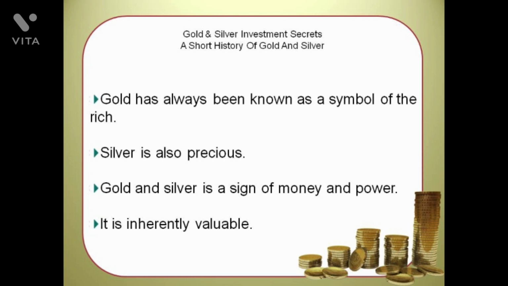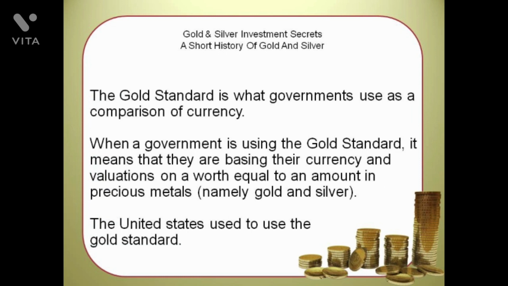Gold and silver is a sign of money and power. They are soft enough to be molded into different forms, and its form gives beauty that entrances people. Unlike currency in the form of paper money, you can't print it out of thin air, so it is inherently valuable. The gold standard is what governments use as a comparison of currency.